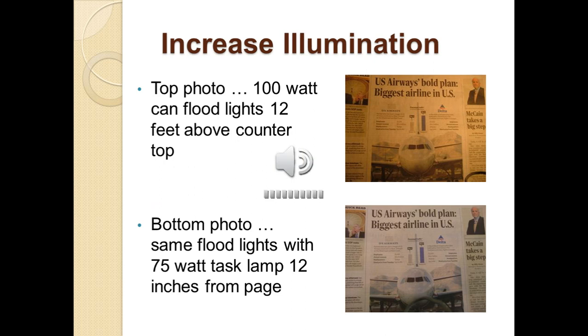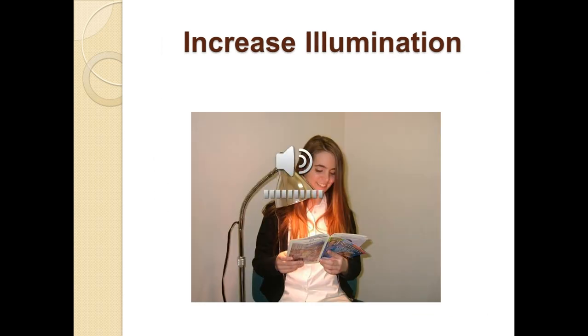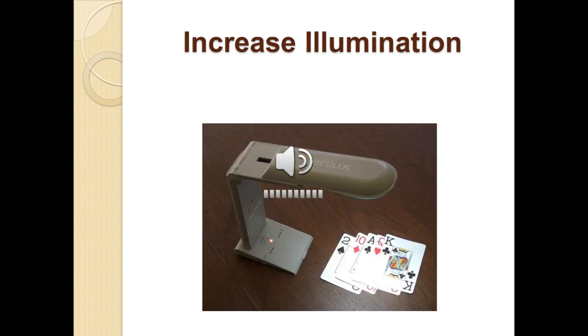Simply because that light has been positioned closer to the paper. So here's an example of their face, and now they're getting good direct light without increasing glare. And so here's another picture of a little task lamp that can be used to help see cards. A lot more options.